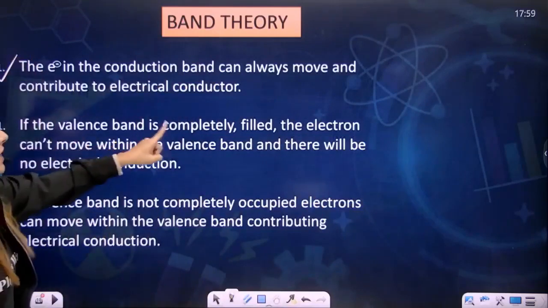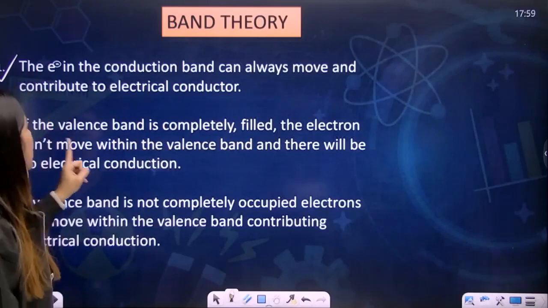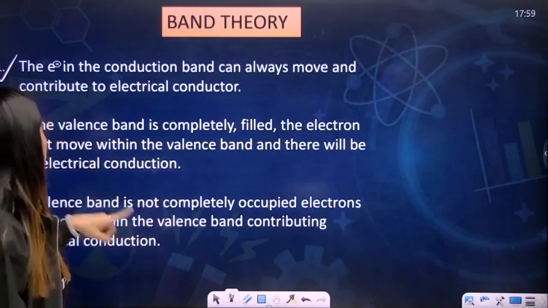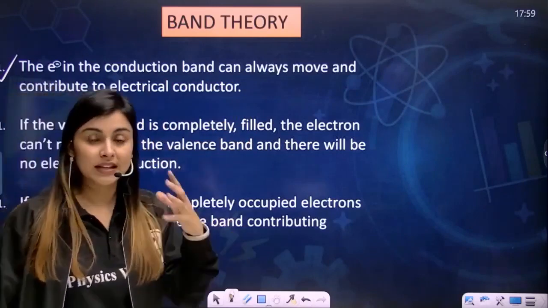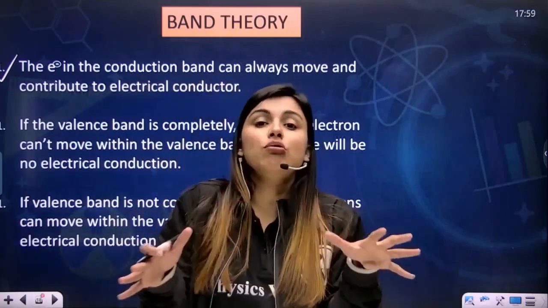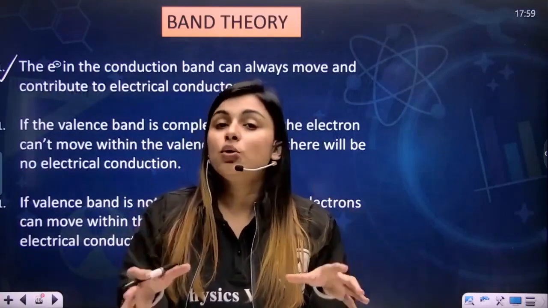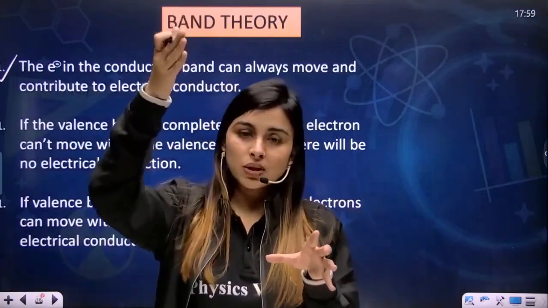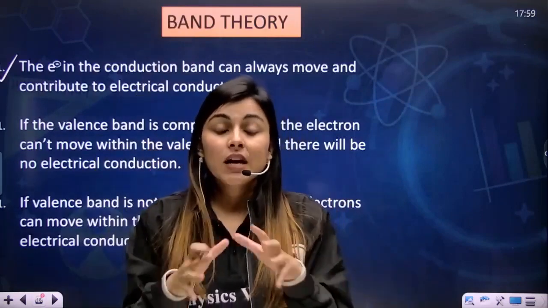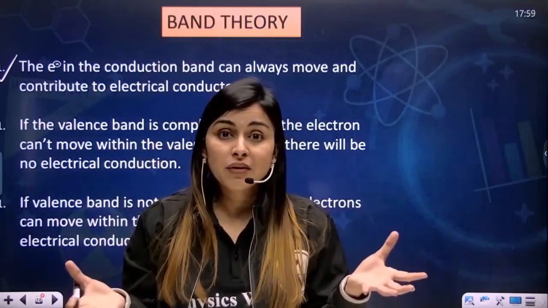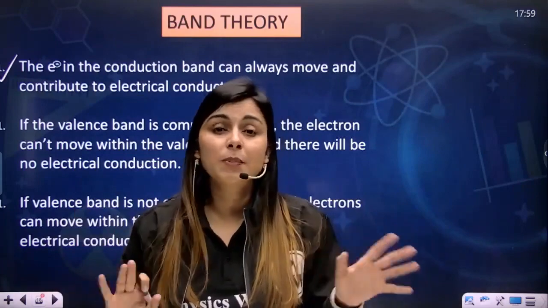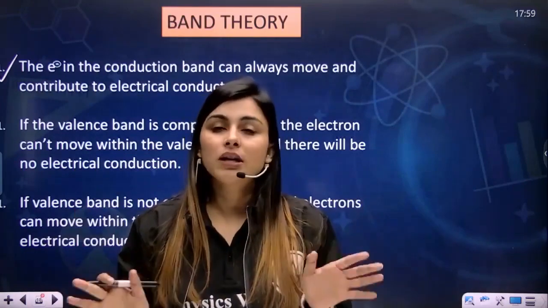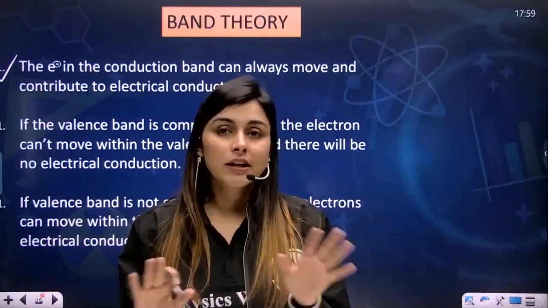If the valence band is completely filled, the electron can't move within the valence band and there will be no electrical conductance. If your electrons are only present in the valence band and don't have a tendency to go to the conduction band, then because the valence band is completely filled, electrons do not have space to move around. They will not conduct electricity.